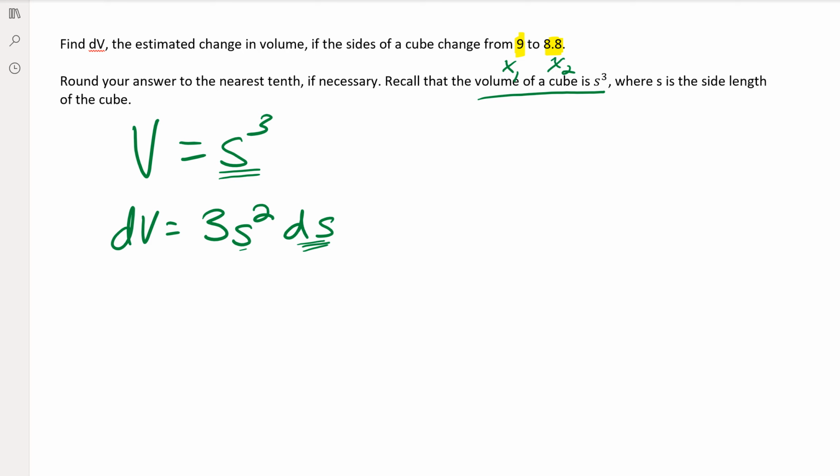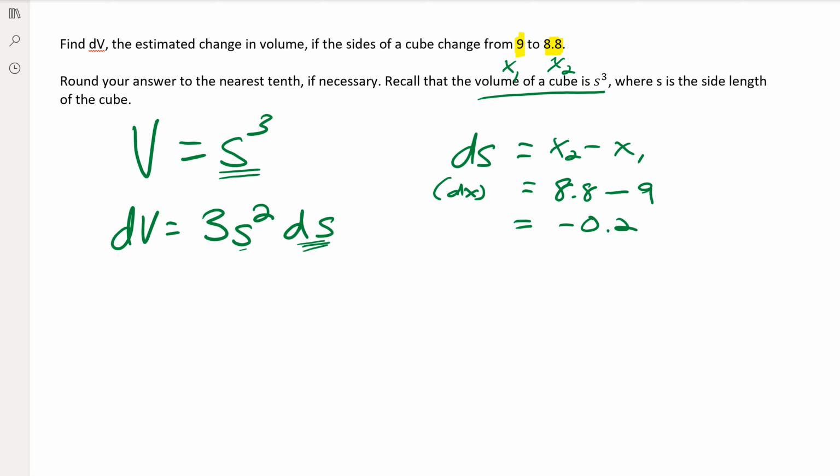So ds, or dx, whatever you want to call it, is always the second value minus the first value. In our case, it's 8.8 minus 9, which gives us a negative 0.2. The negative indicates our independent values are going down over time, which is true. We went from 9 to 8.8. If instead we went from 8.8 to 9, you'd be looking at a positive ds value.